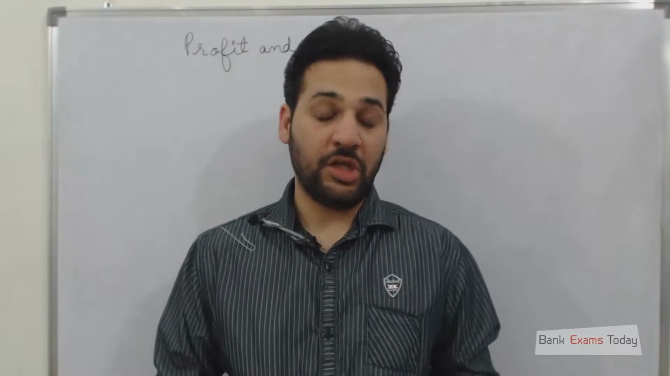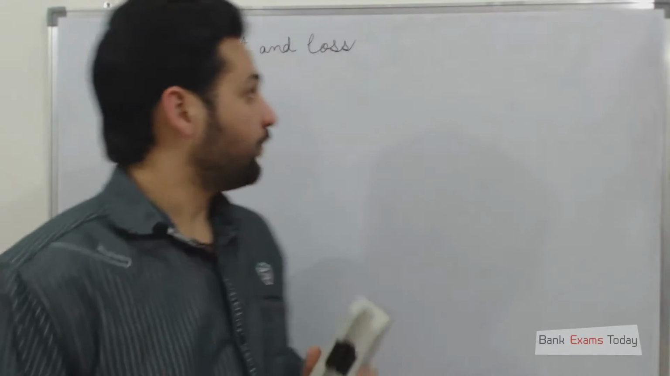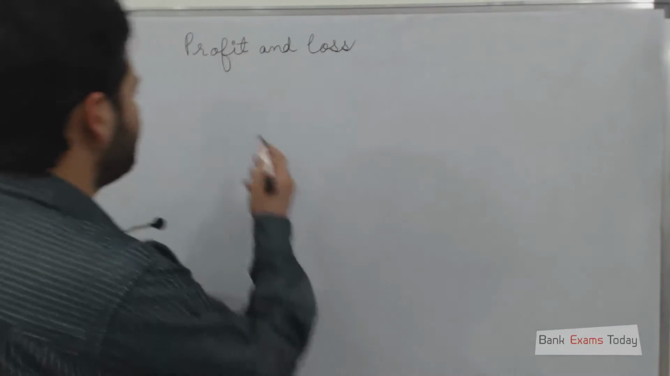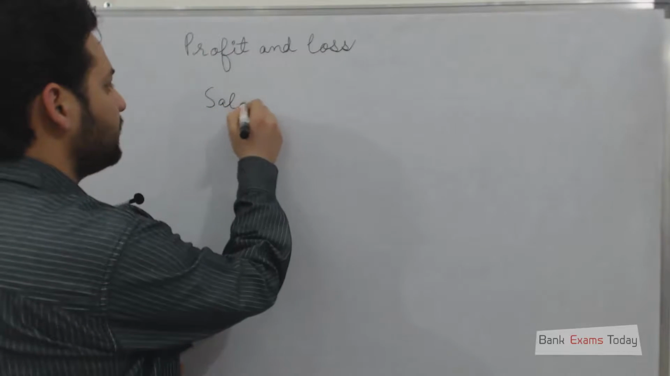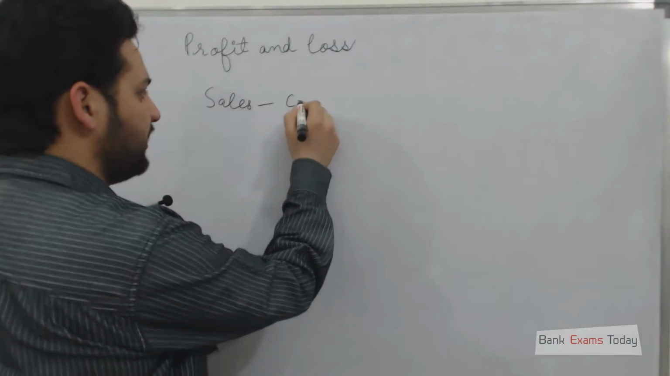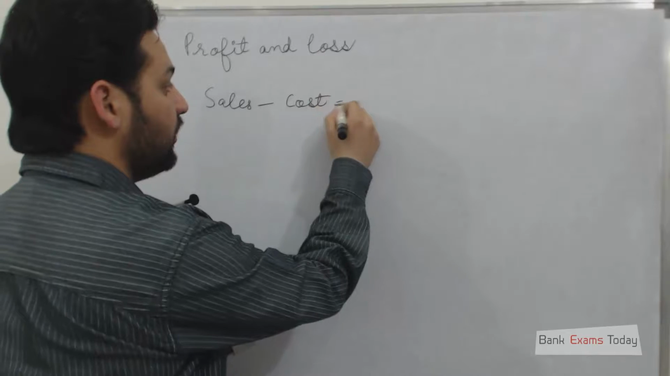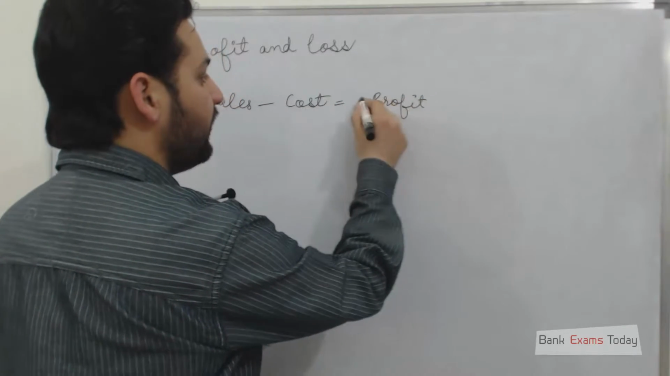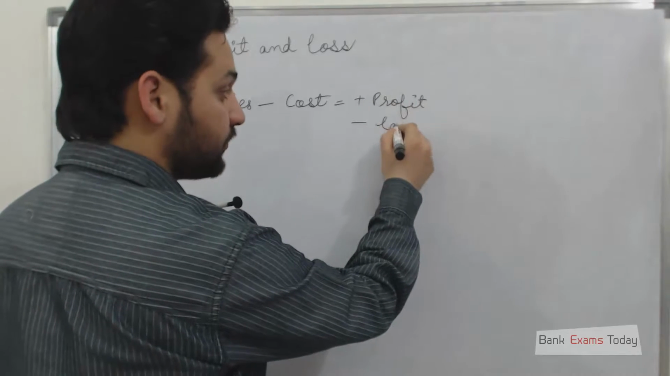Today we will do the chapter profit and loss. First of all, let me explain what profit and loss are. It is simply sales minus cost. Sales price minus cost price: if it is positive then it is profit, and if it is negative then it is loss.